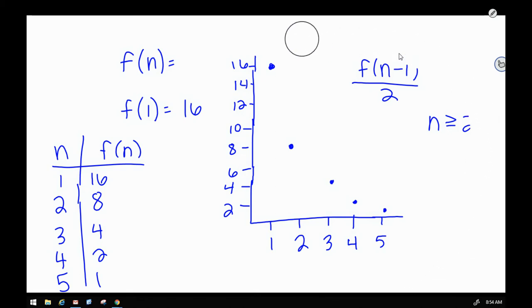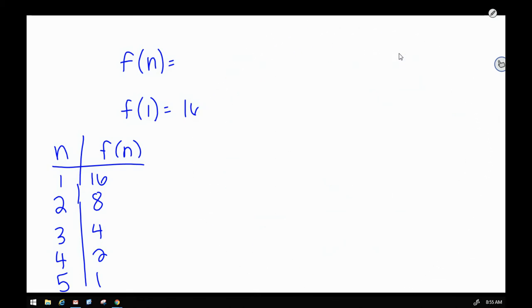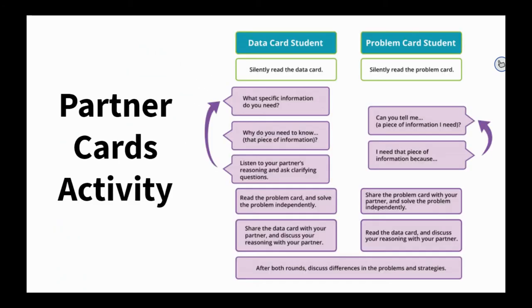You're welcome. Okay, that's how this card activity is gonna work. You and a partner, only groups of 2, are going to get cards. One of you is gonna get the data card, the other person is gonna get the problem card. So one of you will be writing, the other person will be giving the information. Just like what happened here. Does that make sense? All right.